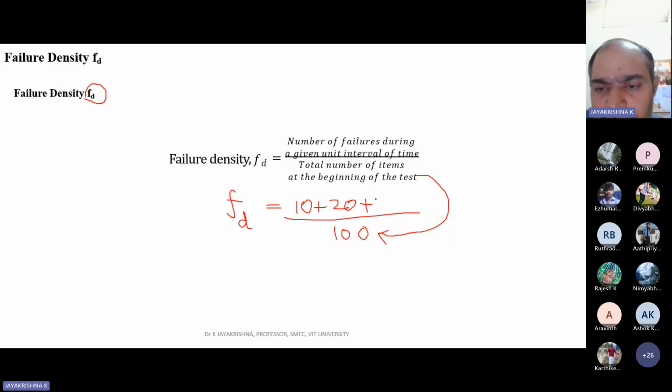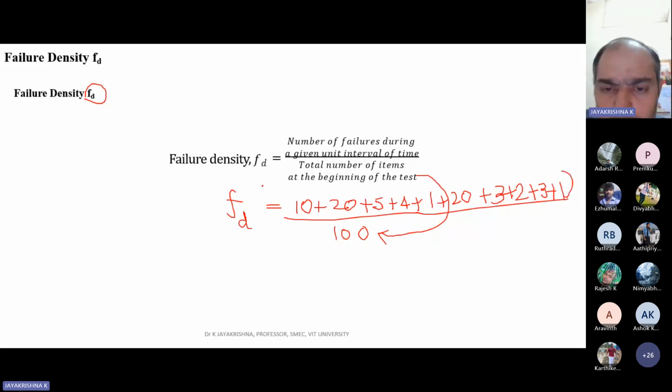In the third hour, 5 components have failed. In the fourth hour, 4. In the fifth hour, only 1. In the sixth hour, 20 components have failed. In the seventh hour, 3 have failed. Then 2, then 9, then 3, and then 1. So every hour I have conducted this test. That is, the total duration is t equal to 0 to t equal to 10. In this duration of 10 hours, the failures are noted every hour, and initially 100 units were participating. Are you able to understand?